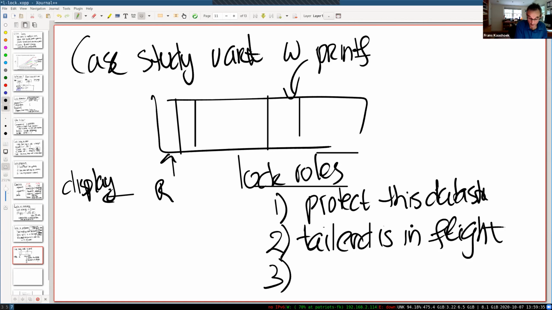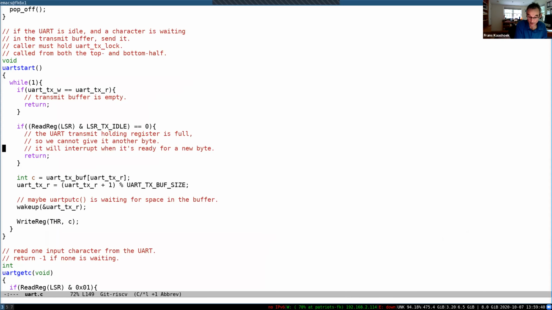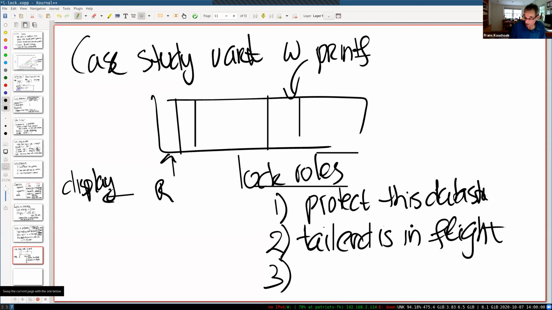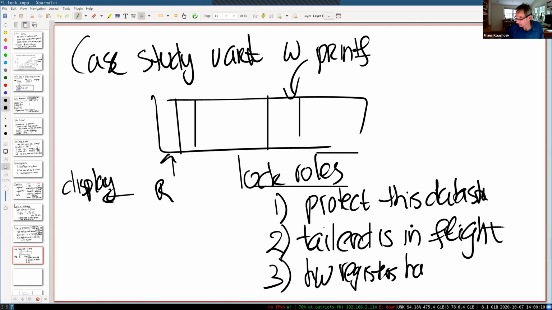Finally, there are the writes to the registers of the UART, like the THR register, of which there's only one. Remember that UART start is called with the lock held, so the lock ensures that there's only one writer to the THR register. So another invariant that the locking enforces is that hardware registers have one writer.